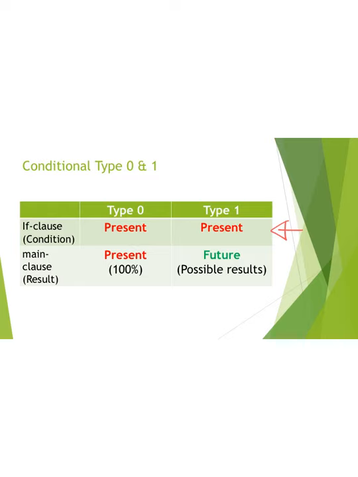However, in type 0, because the result is basically 100% that is expected, that must happen, we use present tense. But for type 1, this is about possible results in the future. Therefore, we use future tense instead of present tense.